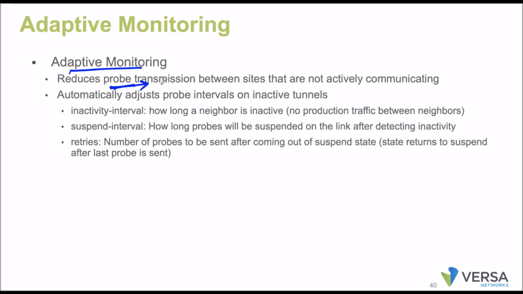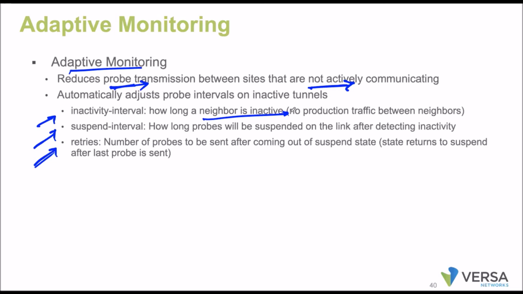Now, with the help of this adaptive monitoring, what is going to happen? It reduces the probe transmission between the sites which are not actively communicating. So it will try to suppress the bandwidth utilization on the WAN circuits by not sending probes to the sites which are not actively communicating. There are options: the inactive interval, the suspend interval, and then retries. The inactive interval is for how long the neighbor is inactive.